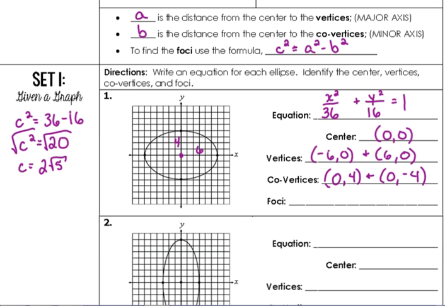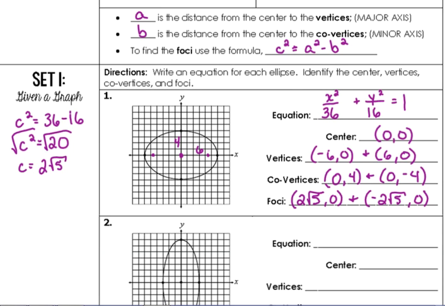Our foci are on the same axis as our vertices. It's that many units from the center. Okay, so our center was 0, 0. So our foci will be at positive 2 square roots of 5, 0, and negative 2 square roots of 5, 0, because they're on the x-axis there. And that number is about 4.5. So you could plot that if you wanted to, so you can see where they're at.